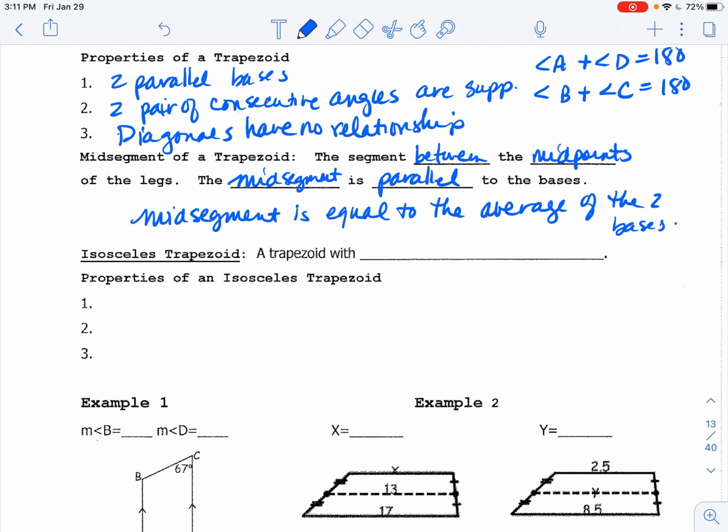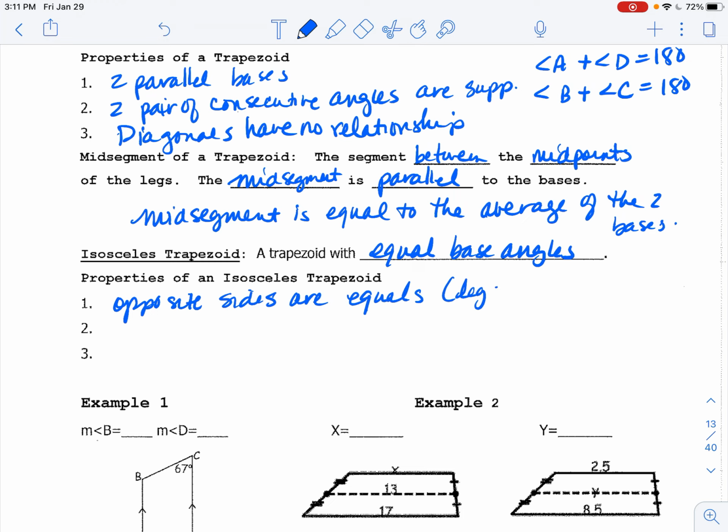So now an isosceles trapezoid is a trapezoid with equal base angles. Opposite sides are equal, and I'm talking about the legs. The base angles are equal, they're congruent. And the diagonals are congruent.